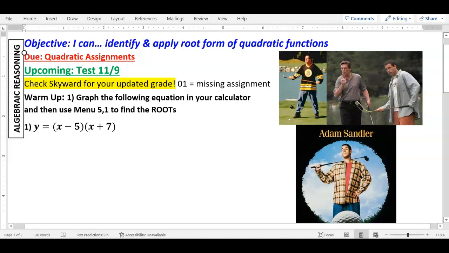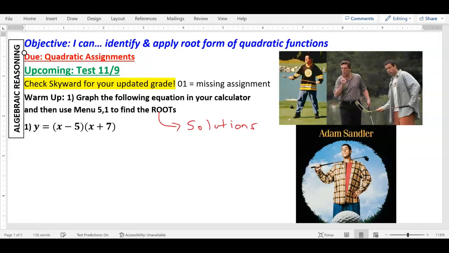All right, so now the warm up says to graph this and then write down the roots. Do y'all remember what another name for roots is? Solutions. What else? Zeros. And the main one, x-intercepts. Okay, so if someone asks you what the roots of these are, if you have an equation, you can graph it in your calculator, and then you can see by doing menu 5-1 what the roots are, the x-intercepts.